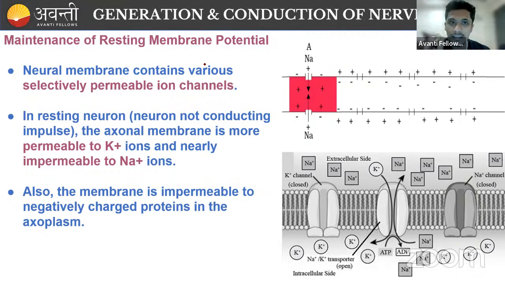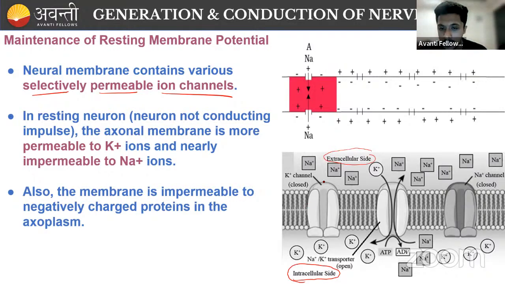As I said, your neural membrane, that is the plasma membrane of your neuron, is made up of various selectively permeable ionic channels. When the neuron is at rest, you have to consider two important areas here. One is the intracellular side, that is within the cell, and the extracellular side, that is outside of the cell. Is it clear, people?